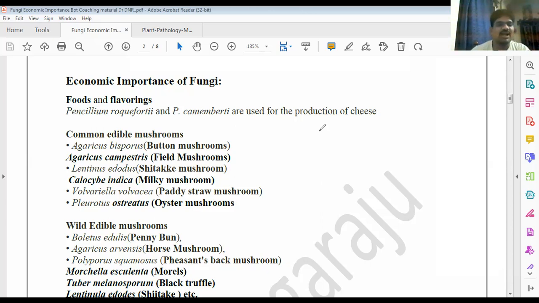Okay. And which among these is the paddy straw mushroom? Like that, they ask the question. Paddy straw mushroom is Volvariella volvacea. And the oyster mushroom, that means it looks like an oyster.